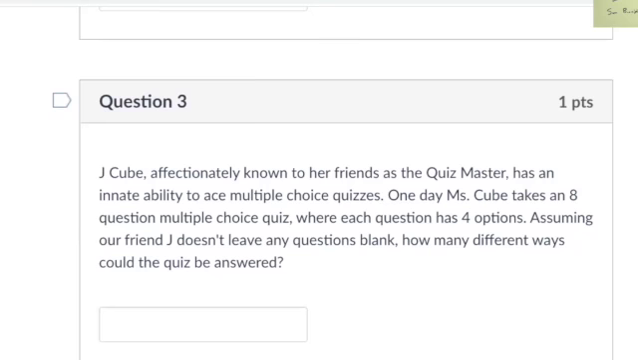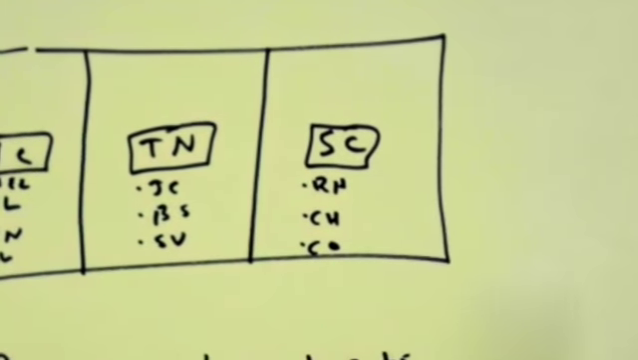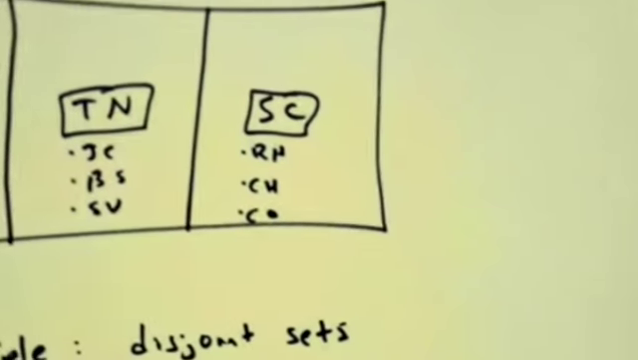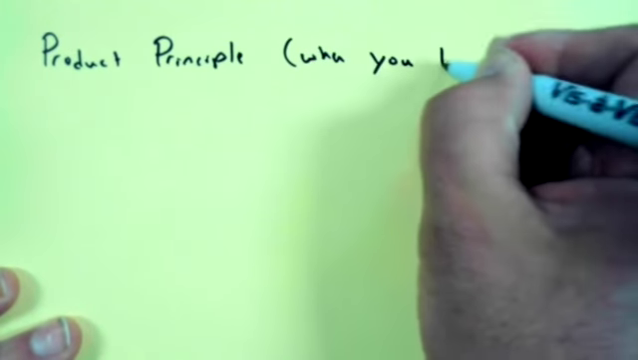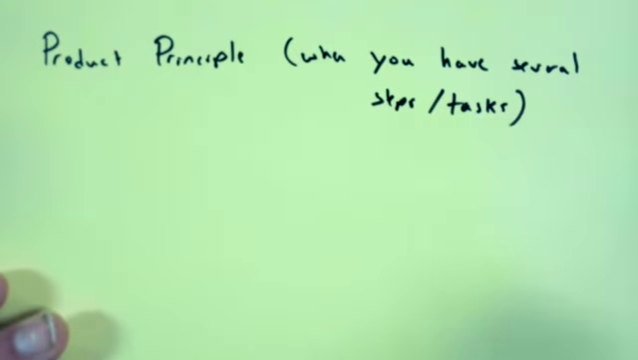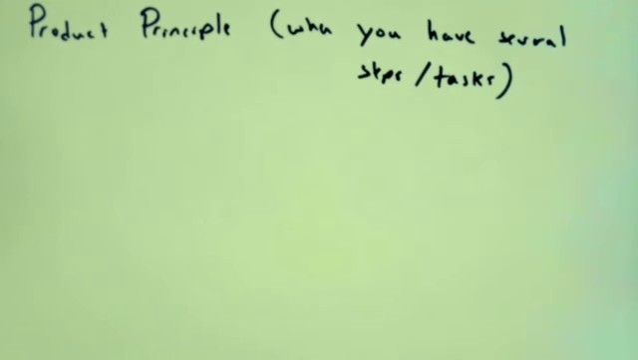Third question, J Cube, affectionately known to her friends as the quiz master. What I would encourage you to do here is ask yourself two questions to diagnose whether something is sum or product principle, or perhaps a combination as you become more advanced. When can we use product principle? You have several steps or tasks. Think about when you need to answer a multiple choice question, how do you physically do it?